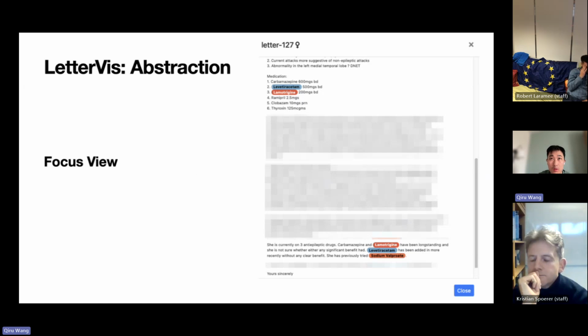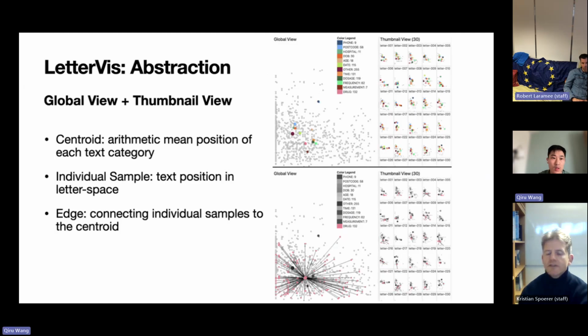Overall it was close to 300 letters, 280 something. They were all real world letters written by neurologists on epilepsy, a neurological condition. And we basically had this iterative process with the neurologist to get feedback and improve our work, demonstrate our progress and ask for their opinion.